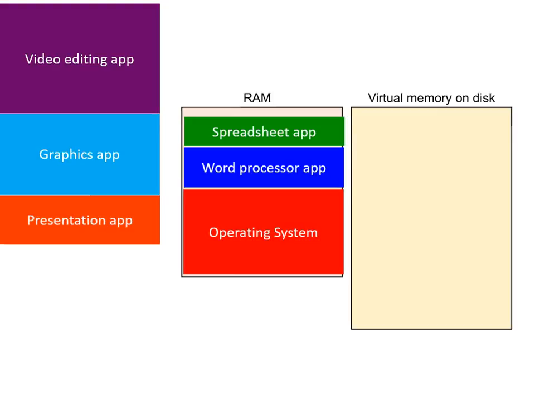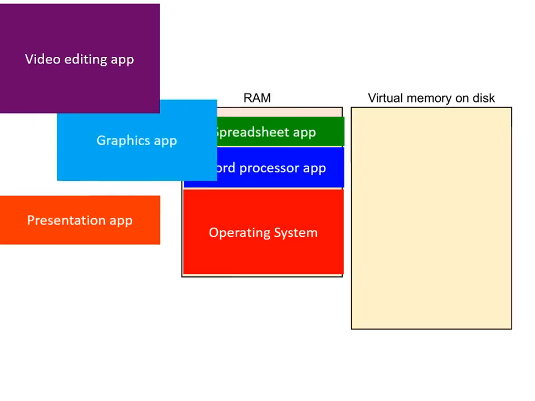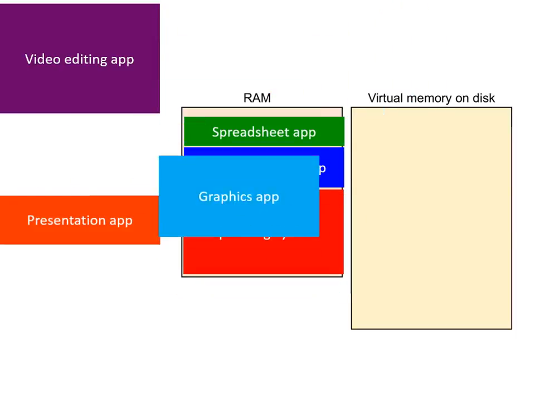But what happens when you run out of RAM? For example, here we've got the operating system and the word processor and a spreadsheet application open all at the same time, and we've run out of RAM. Now we want to also open our graphics application, but where can it go?